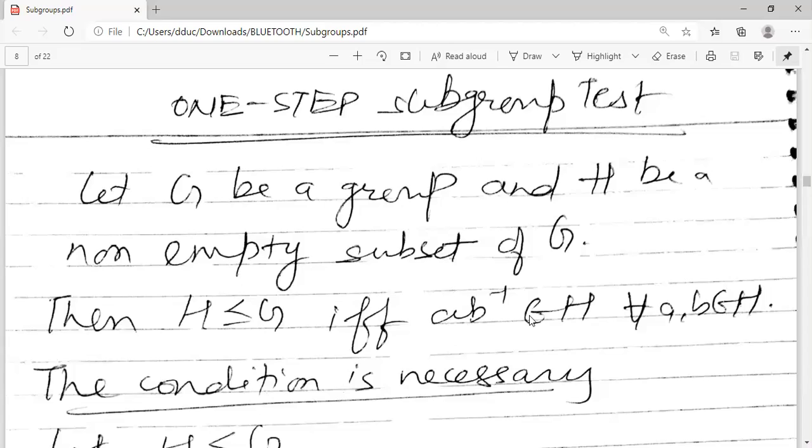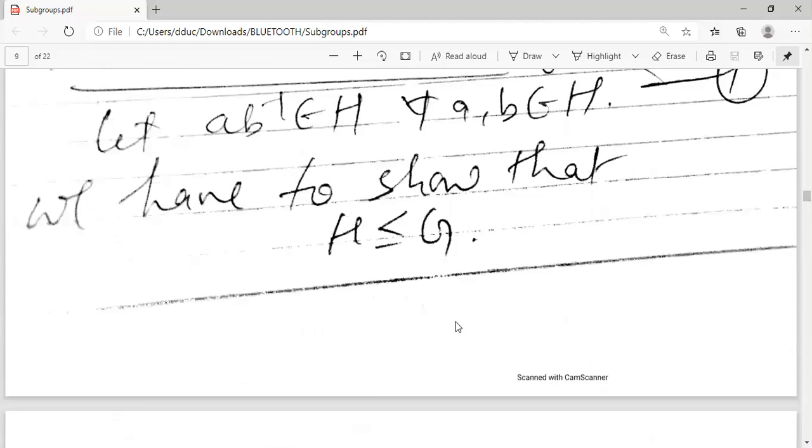But how will this statement change when the group is under addition? Then you will combine two elements by addition: A plus the additive inverse of B. And what is the additive inverse of B? The additive inverse of B is minus B. So A plus minus B, that means A minus B belongs to H for every A, B belongs to H. If this condition holds, then H becomes a subgroup of G. So that thing is written over here.